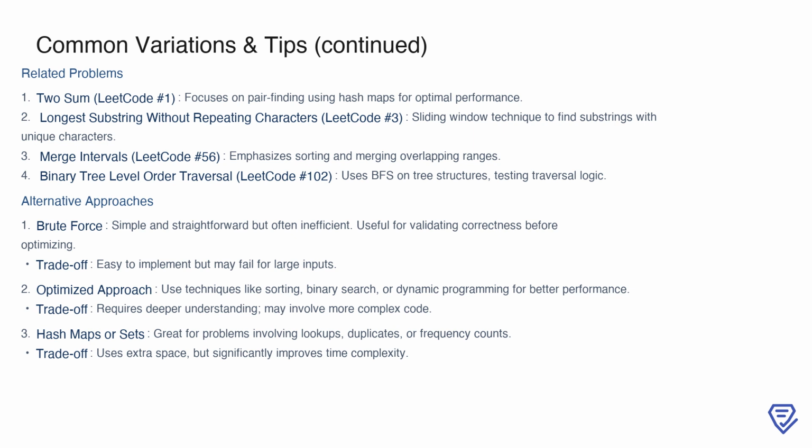Now, in terms of alternative approaches, you can always start with brute force. This method is simple and straightforward, making it useful for validating correctness, but it's often inefficient for large inputs. The trade-off here is ease of implementation versus poor performance. On the other hand, optimized approaches like sorting, binary search, or dynamic programming provide better performance but are more complex and require a deeper understanding of the problem. Hash maps or sets can also be incredibly helpful for problems involving lookups, duplicate handling, or frequency counts. While these structures use extra space, they significantly improve time complexity and are often worth the trade-off.